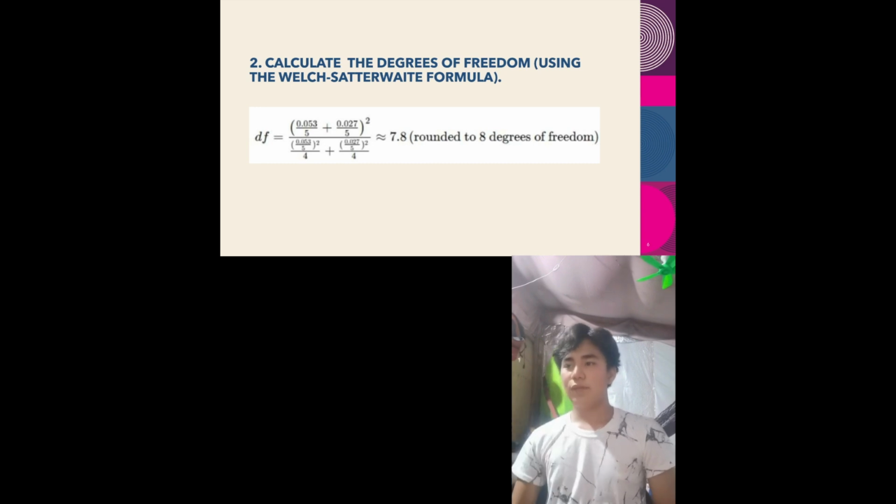The second step would be to calculate the degrees of freedom using the Welch-Satterthwaite formula. So df is equal to 0.053 over 5 plus 0.027 over 5, raised to 2, over 0.053 over 5 raised to 2 over 4 plus 0.027 over 5 raised to 2 over 4, and that would equal 7.8, rounded to 8 degrees of freedom.